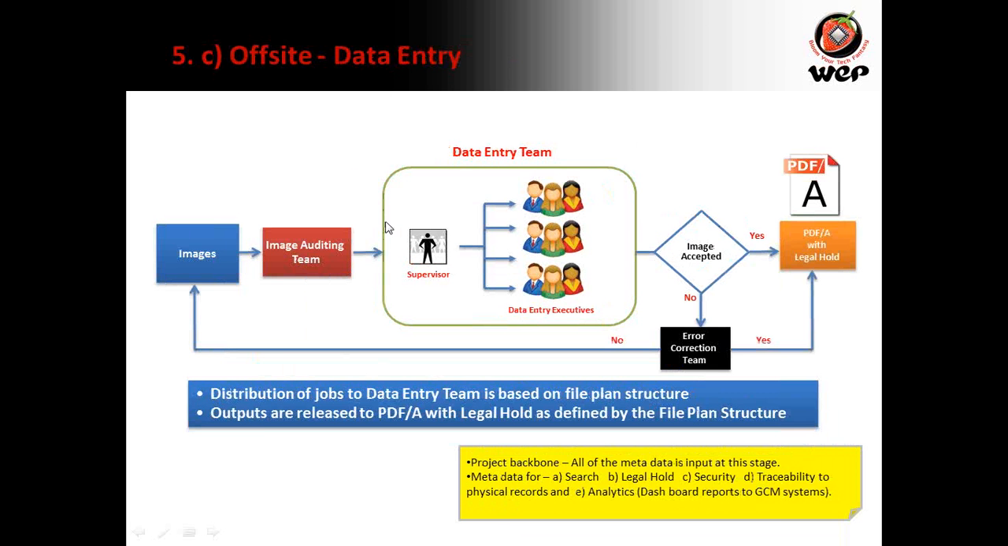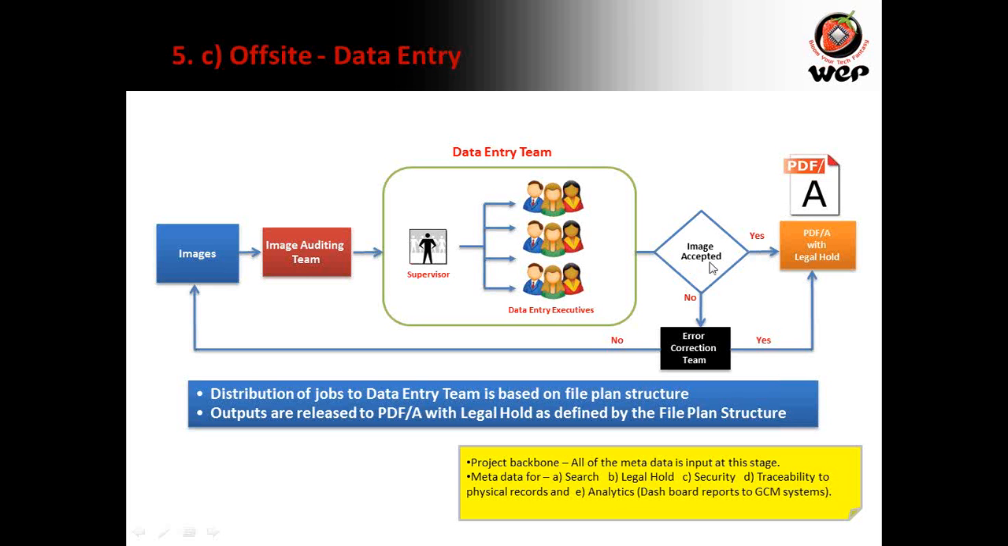The data entry team takes over from the image auditing team, and this is also called the project backbone, because this is where you create metadata that is good for search, good for legal hold custody, and good for providing security across different kinds of records. Traceability to the physical record is also a very important requirement, and that is put in at the time of metadata creation. And last but most important is the analytics. Are there any missing documents in the list? And are there any very critical documents that need to be protected? This information is also acquired at this point during the indexing procedure.